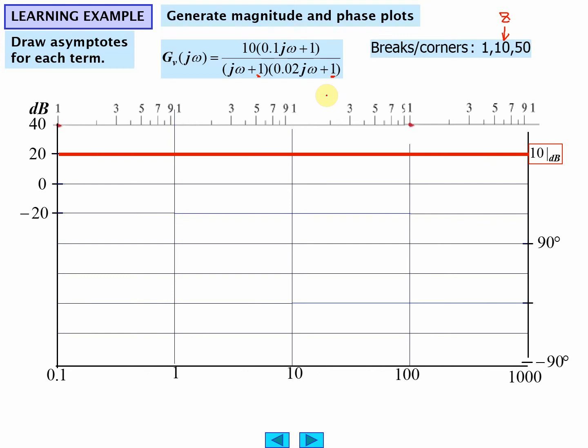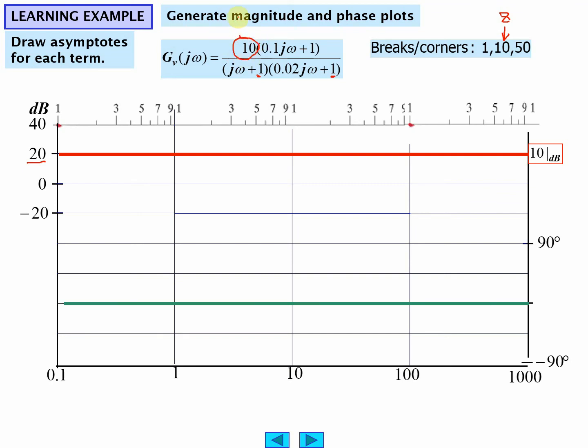What 10 is in decibels. Remember, decibels go by power. So a factor of 10 in voltage is a factor of 20 in power. So that's the 10 factor, the constant.